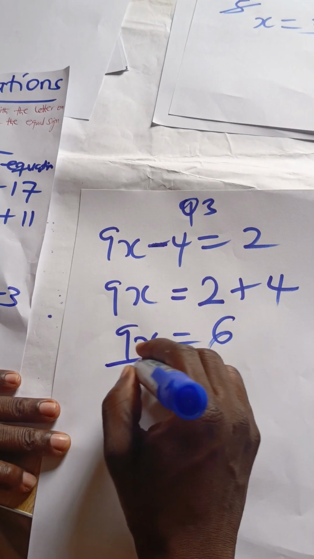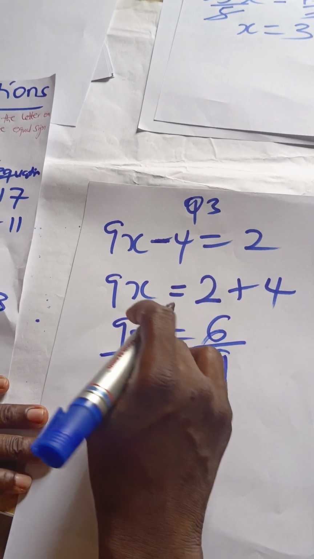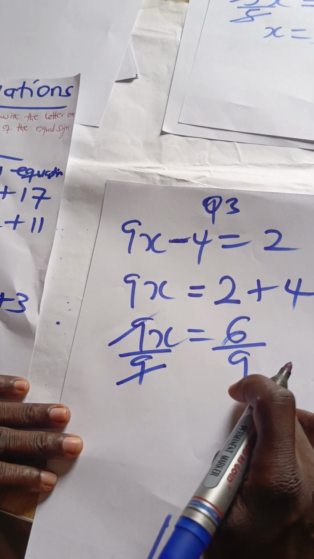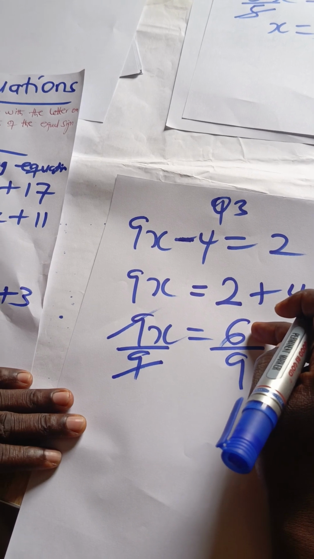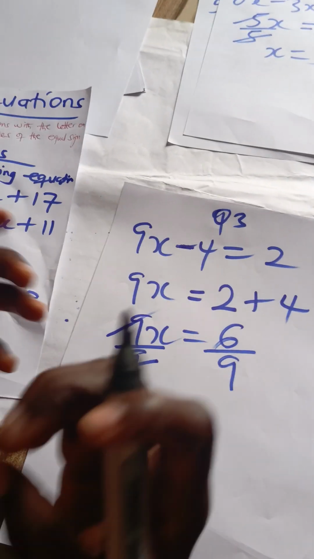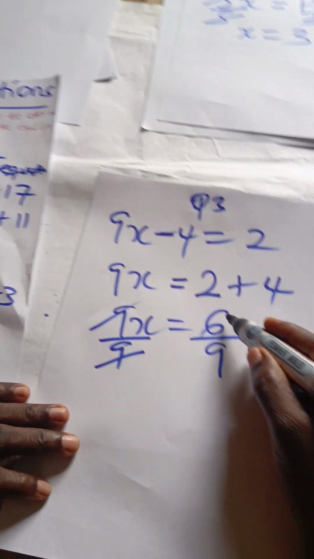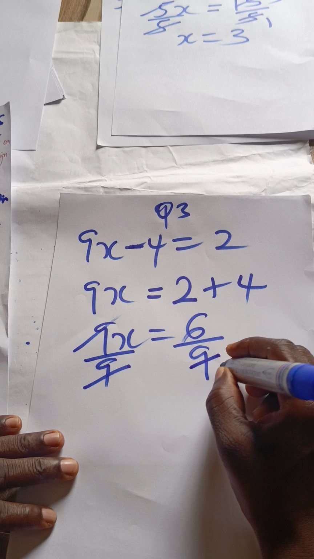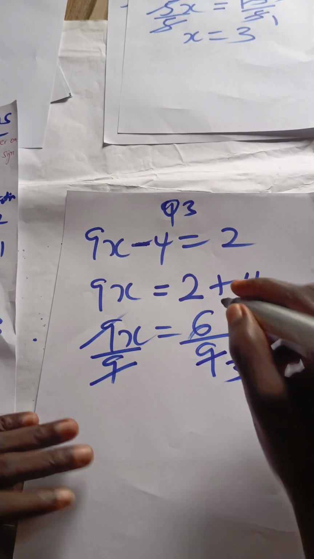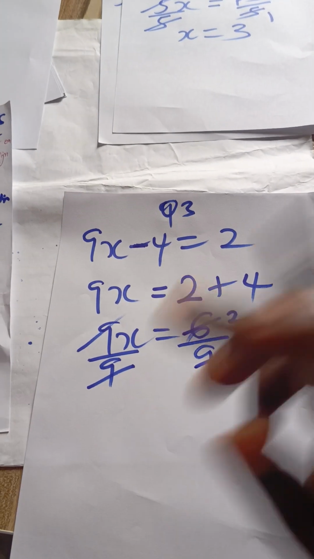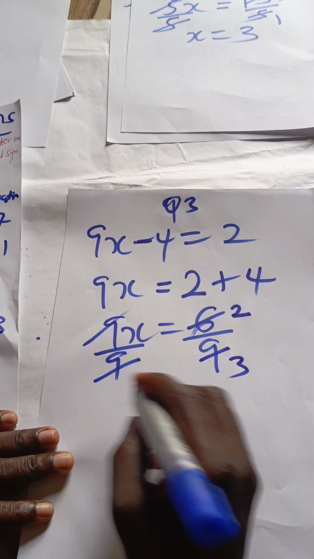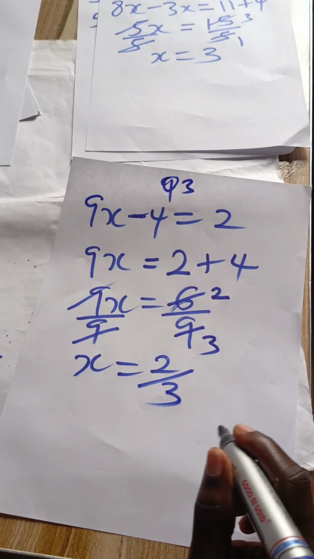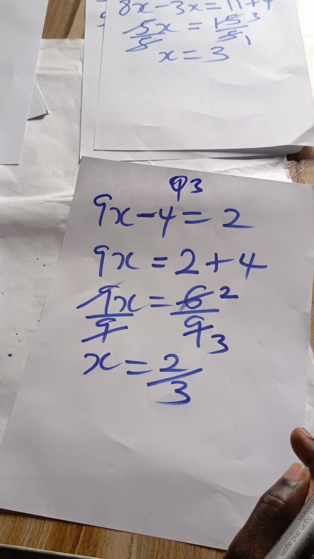So here we divide both sides by 9 so that we can get our x. So 9 will cancel 9. Then 9 can never go into 6, so what we do is find a common number that can go into both the 6 and the 9. Here we are going to choose 3, because 3 times 3 is 9, and 3 times 2 is 6. So this means our x is equal to 2 over 3. This is for question 3.